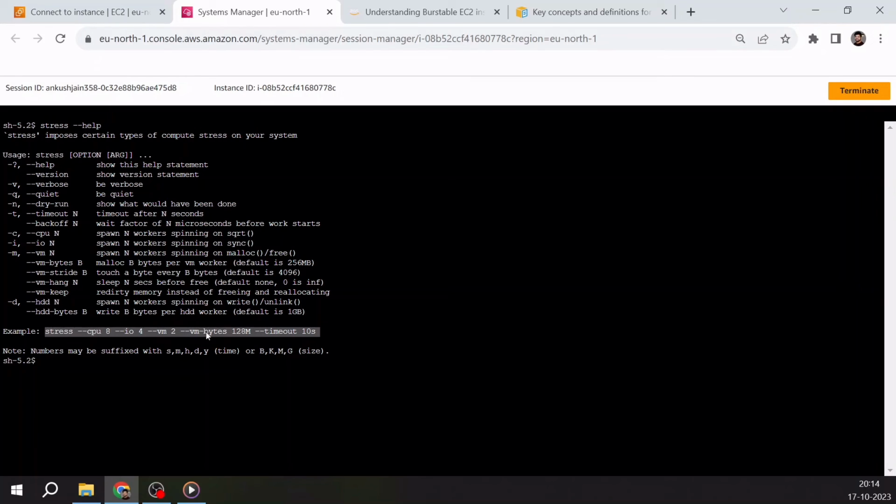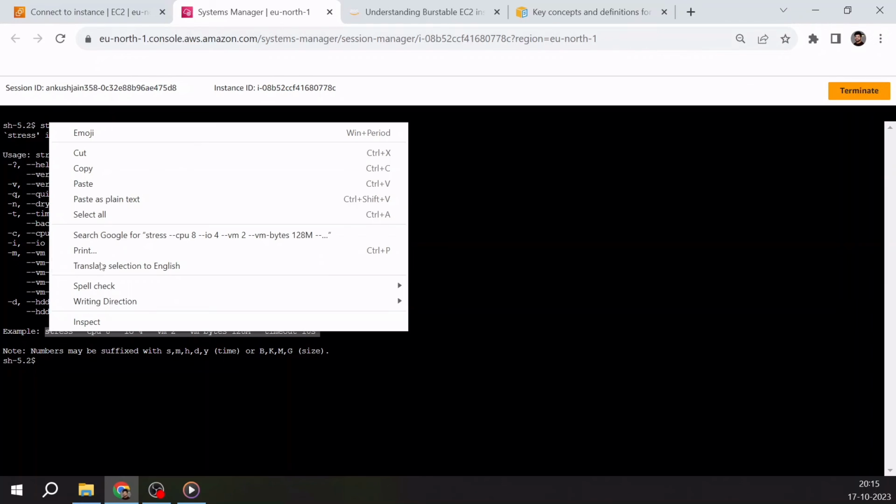So this will put stress on memory, this will put stress on IO, and this will put stress on CPU. So it will create n workers, so 8 worker threads.